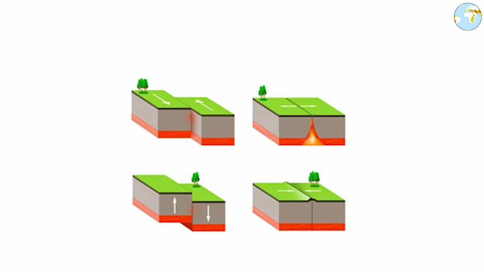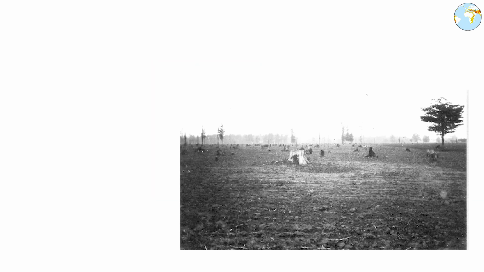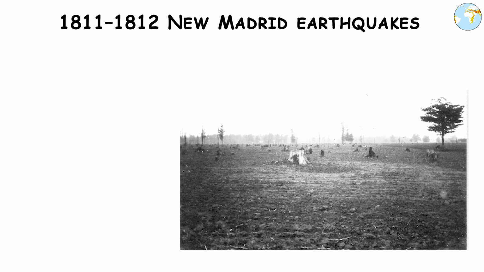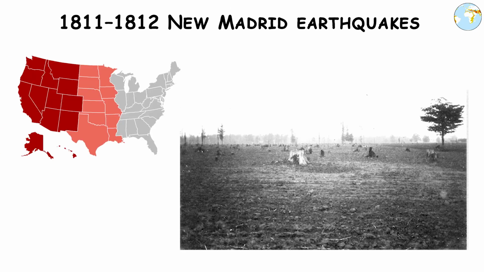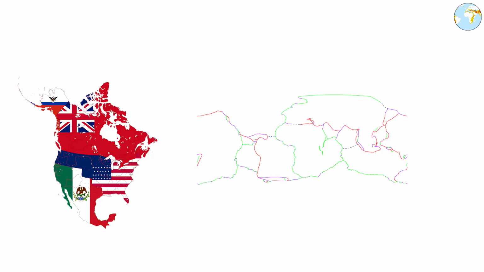Even areas far from plate boundaries can experience quakes. These intraplate earthquakes happen on ancient fault lines that can still be reactivated. A notable example is the 1811 to 1812 New Madrid earthquakes in the central United States, which were among the largest in North American history, despite occurring far from a plate boundary.